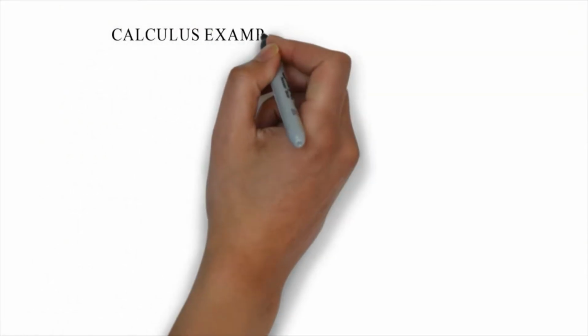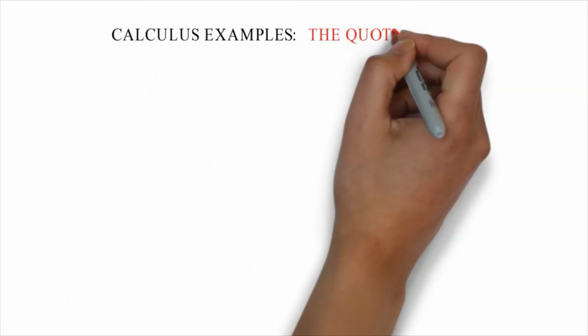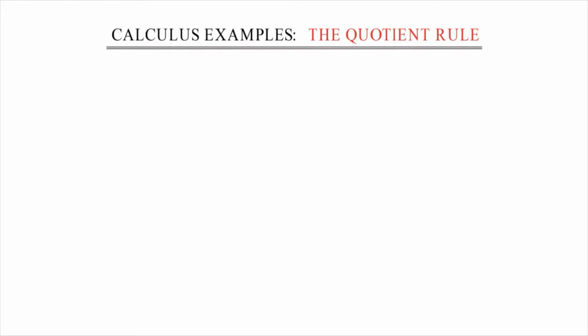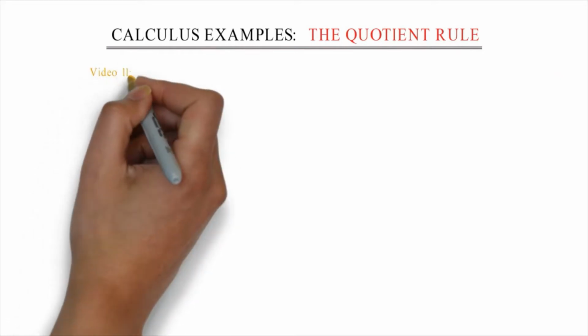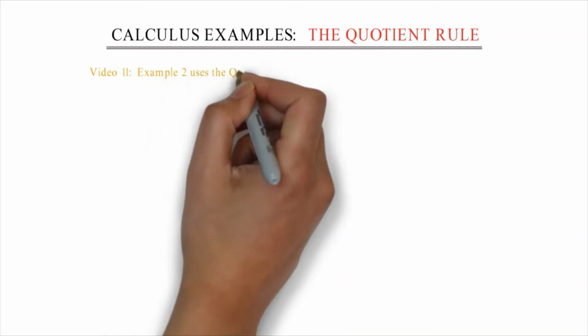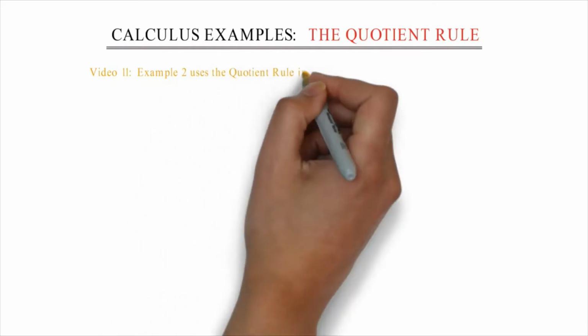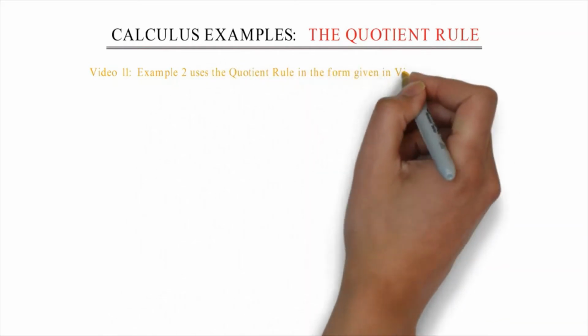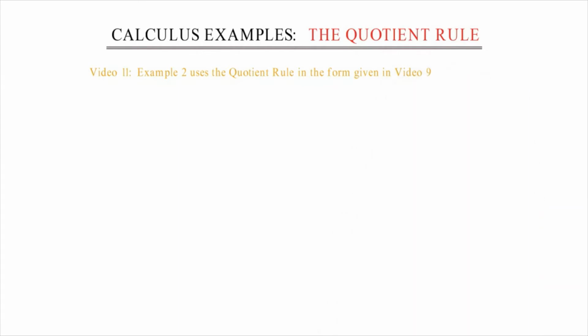Calculus examples. The quotient rule. This is video 11. Example 2 uses the quotient rule in the form given in video 9b.